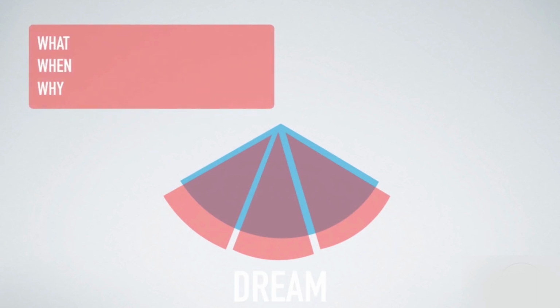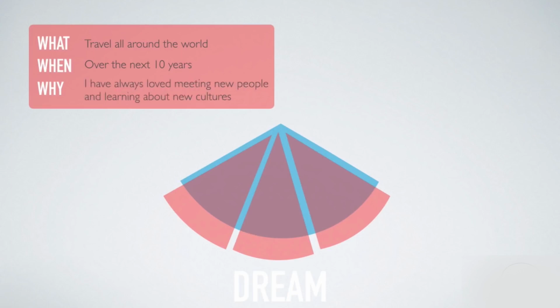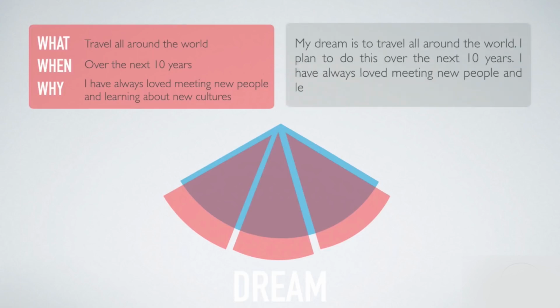For what, we have travel all around the world. For when, we have over the next 10 years. For why, we have I have always loved meeting new people and learning about new cultures. So let's see how this will sound. My dream is to travel all around the world. I plan to do this over the next 10 years. I have always loved meeting new people and learning about new cultures.